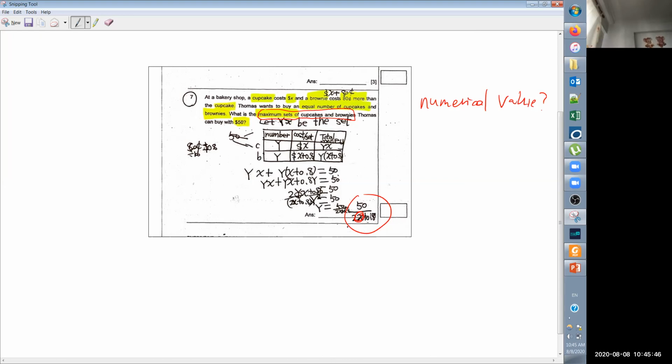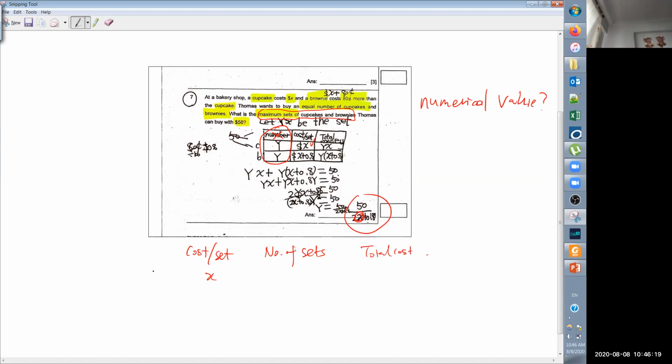So at the bakery shop, a cupcake costs X. Okay, so you have used this each number and total table. By the way, I don't know why your number column appears in the first column. It's not supposed to be the case. It's supposed to be like this. And then number of what? It's not number, it's number of sets. And then total cost or money. Okay, so this is X.